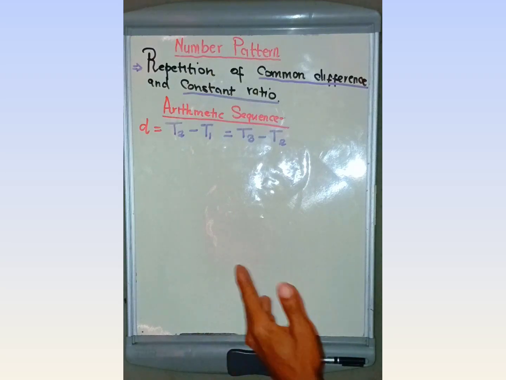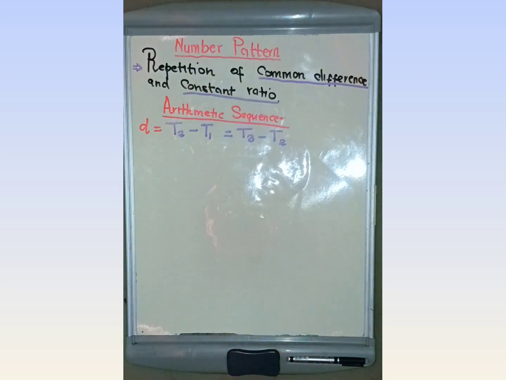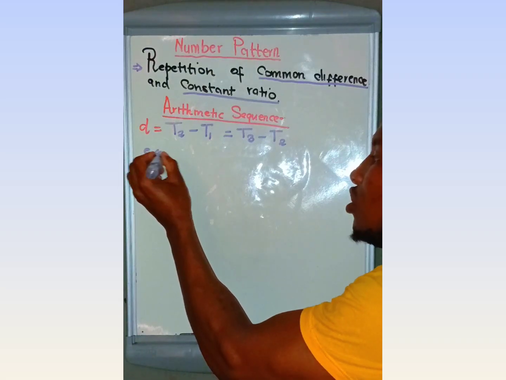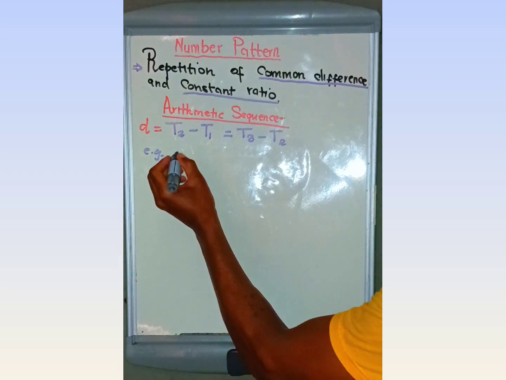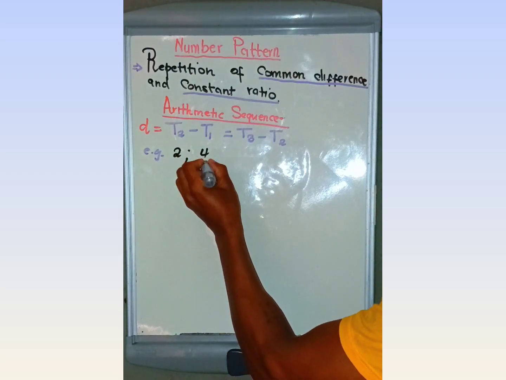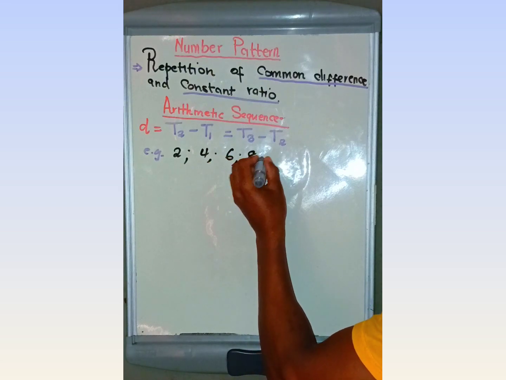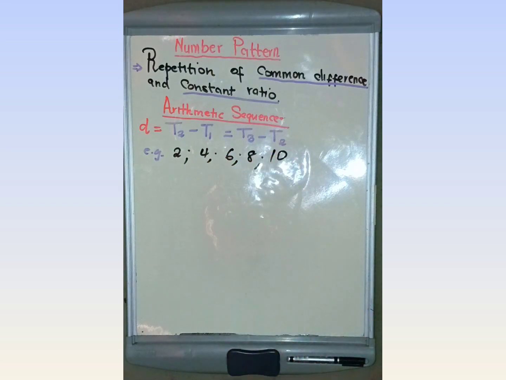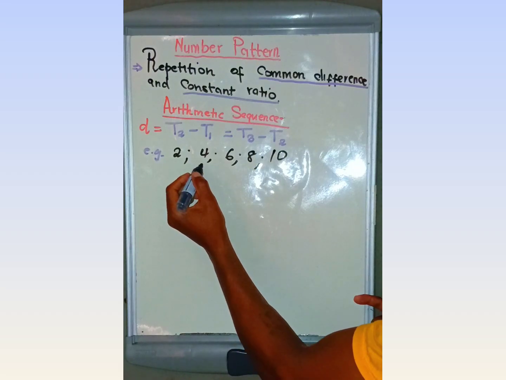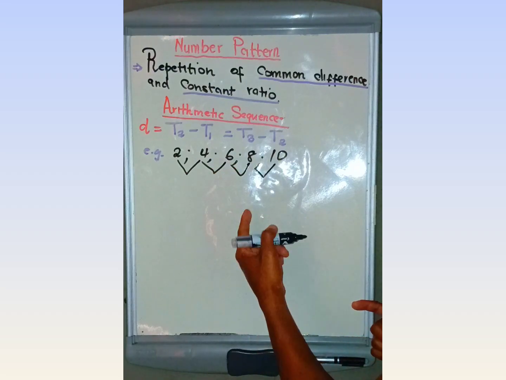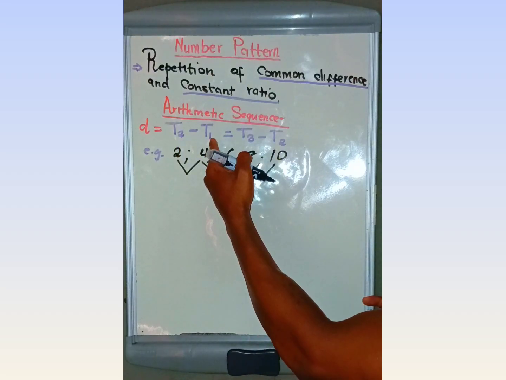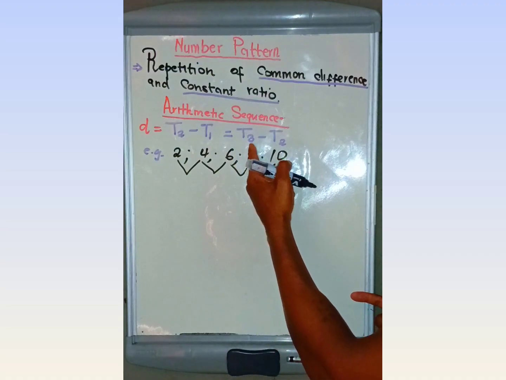Why are you saying that the arithmetic sequence is a repetition of a common difference? It's because, look, if I have this example: we have 2, 4, 6, 8, 10. All right, therefore, why are you saying this is an arithmetic sequence? It's because when I find the difference between the terms, term 2 minus term 1 must be equal to term 3 minus term 2.